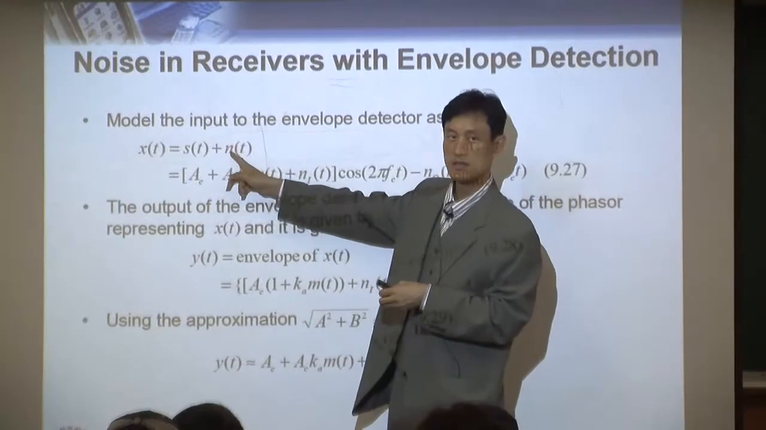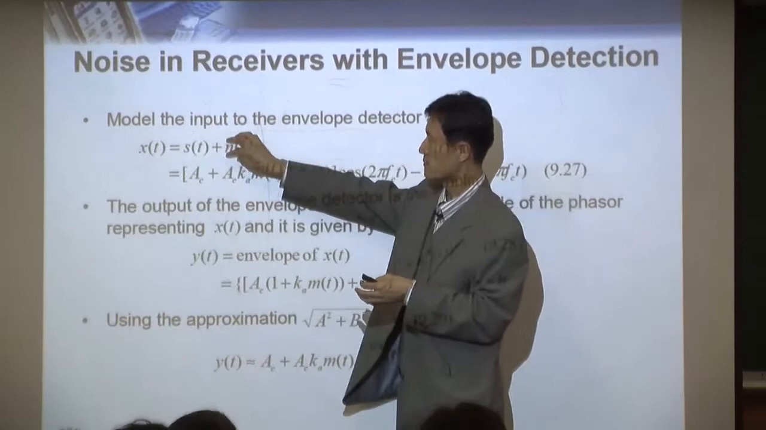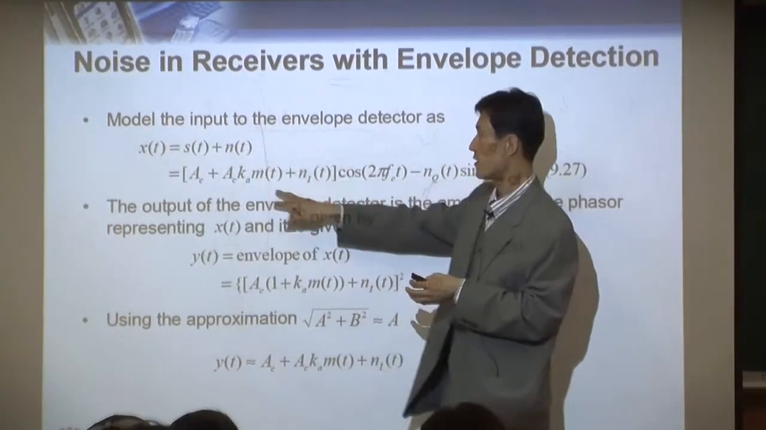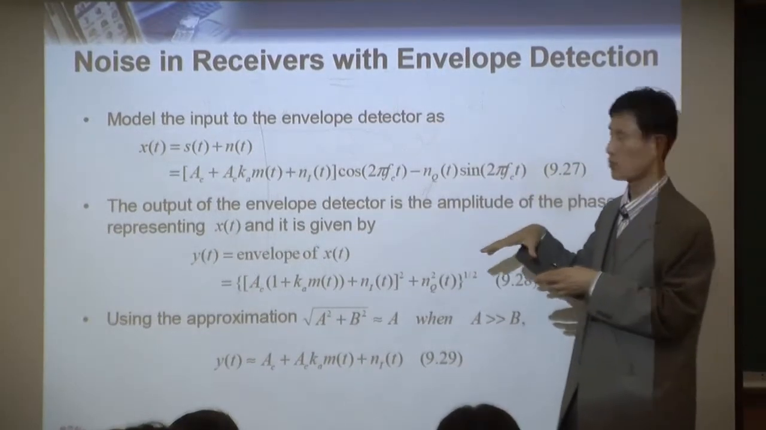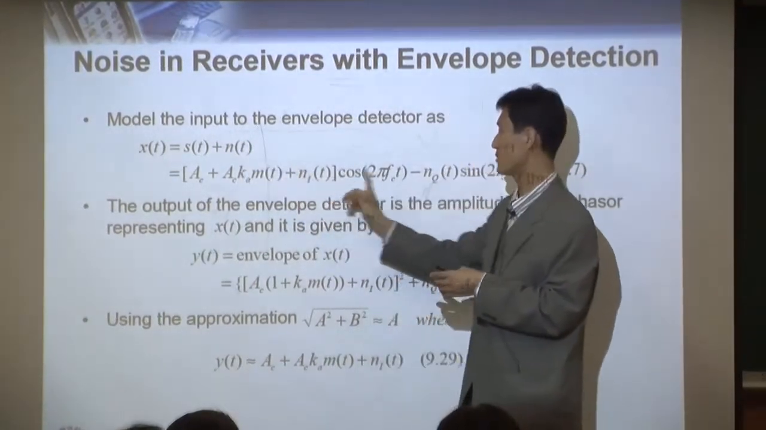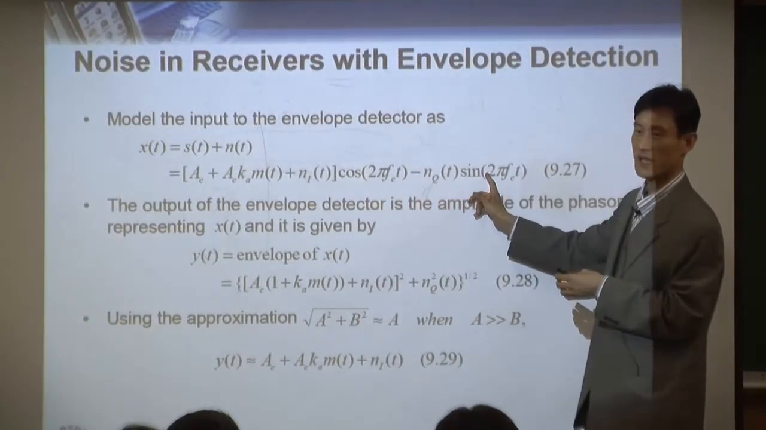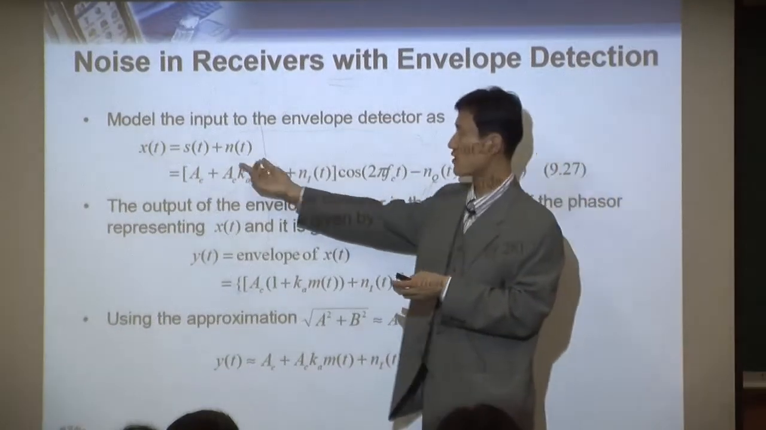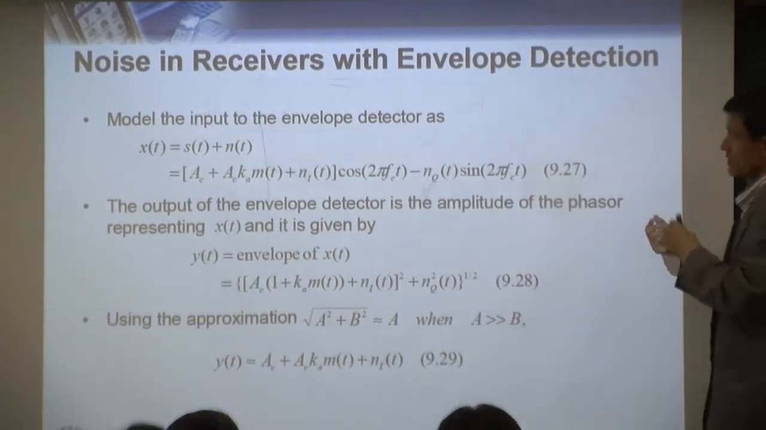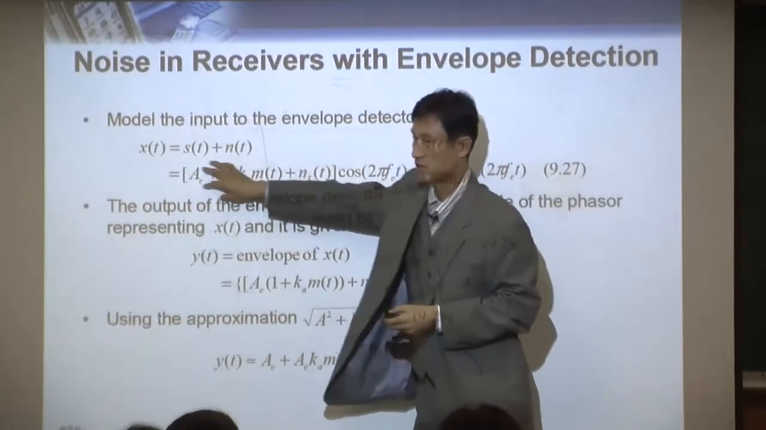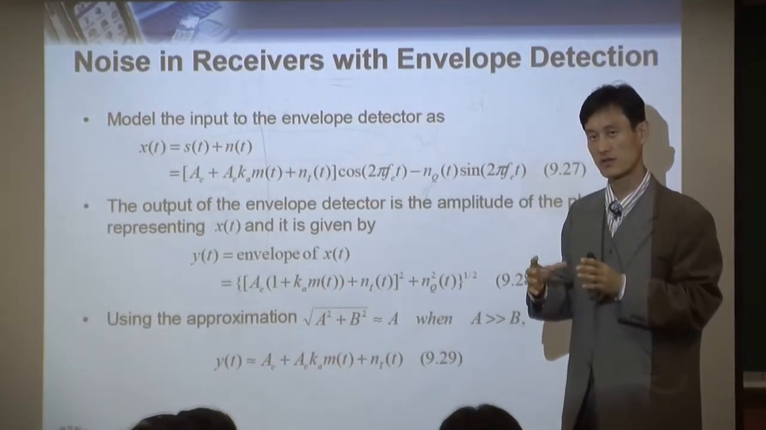For n(t), again, we use the same technique and change this passband noise into baseband representation. We did that before, right? Same way. So we change this into the baseband representation: n_I(t) cosine minus n_Q(t) sine. That's the baseband representation of your passband noise. And this whole x(t) now goes into our demodulator.